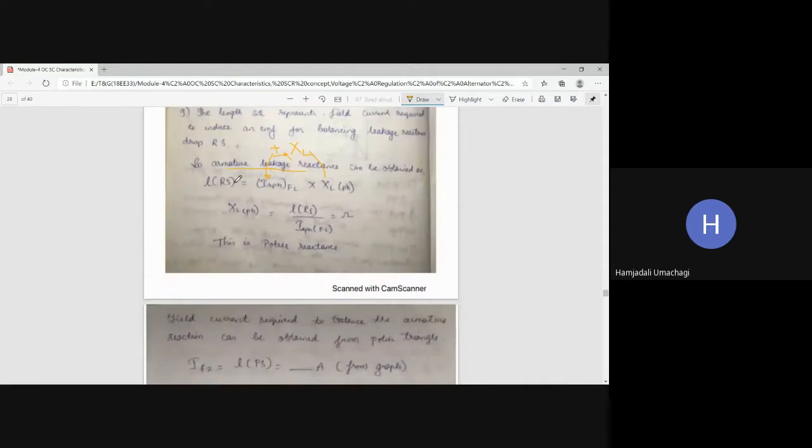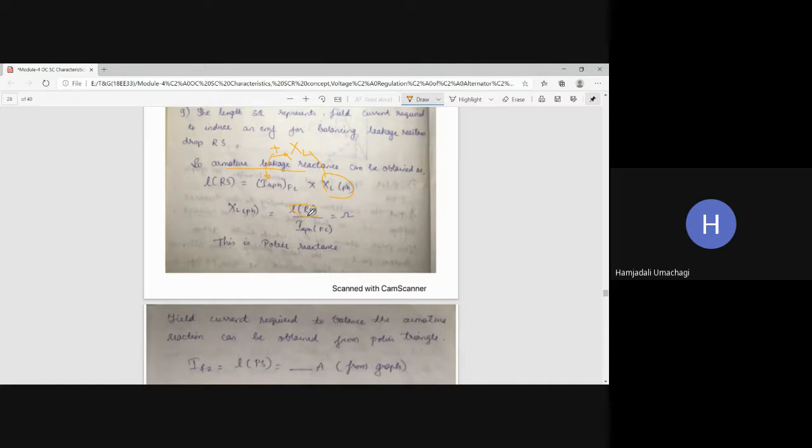So the length of RS is equal to IA into XL. IA is the full load armature current per phase, multiplied by the leakage reactance per phase, that is IA into XL. So the leakage reactance XL can be written as the length of RS divided by the full load armature current. We have measured the length of RS using the Pottier triangle, which you substitute in the numerator, and the full load armature current will be given to you.